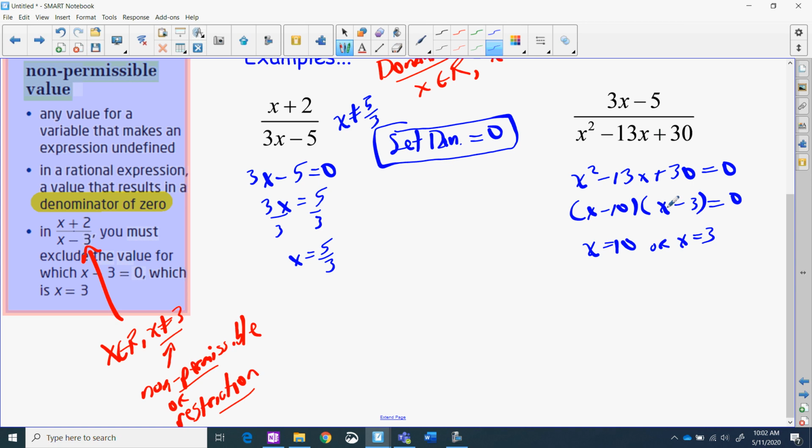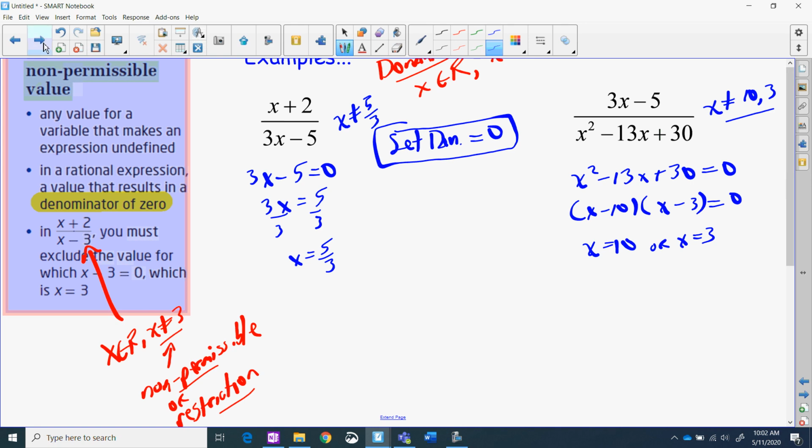Either of those would make this become 0. Well, if they make this become 0, that means they make the denominator become 0. And they're not allowed to make the denominator become 0. So once you figure out the two numbers that make the bottom 0, you say x is not allowed to equal 10 or 3. And those would be your non-permissibles for that particular question. And again, notice I don't care about the numerator. It is more than welcome to become 0. It's just the denominator of these rational expressions that is not allowed to be 0. So we go through the process of figuring out what would make it 0, and then the answers we get are the ones that we rule out and say x cannot be those values.